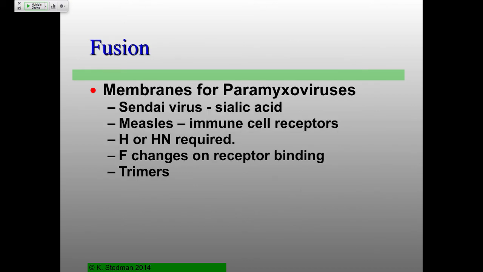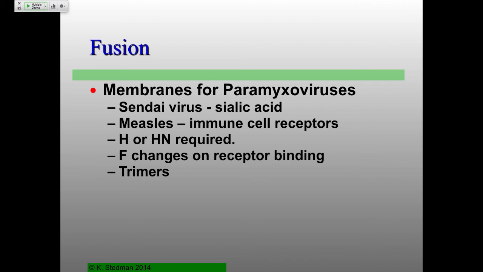Okay, this actually really should be not fusion, but receptors. Should change this one. So where do they bind? Sendai virus binds to sialic acid, so this is a sugar on the outside. Measles, on the other hand, binds to immune cell receptors, which may get to your question about if you have measles, does it kill off a bunch of immune cells and have problems with it?